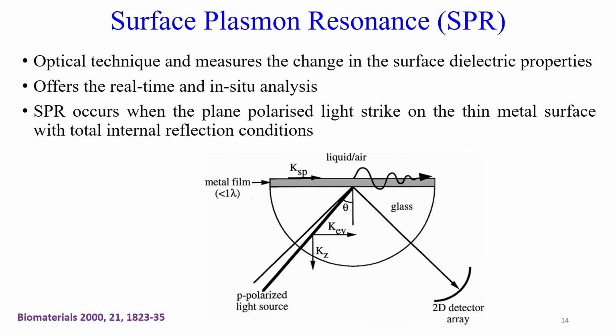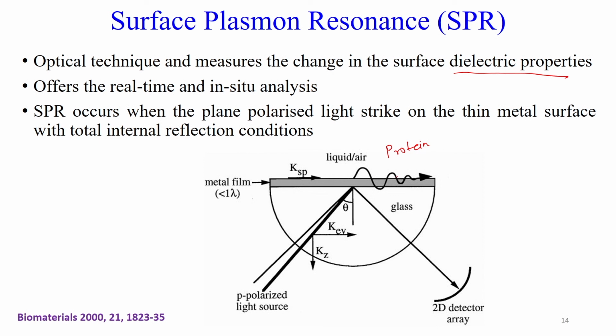So, this is an optical technique which measures the change in the surface dielectric property, and it is used for real time and in situ analysis. The surface plasmon occurs when plane polarized light strikes a thin metal surface. So, this is the polarized light source, this is your metal film, and here is your liquid or air. You can say here is a protein solution.